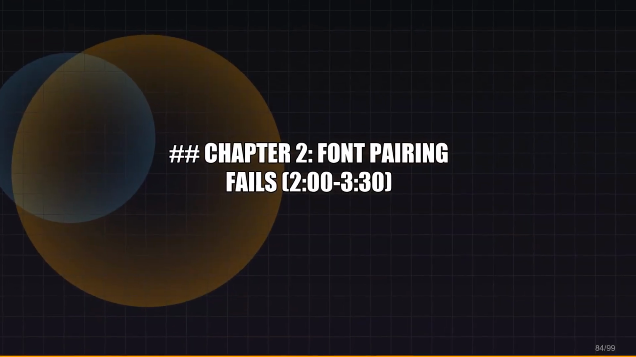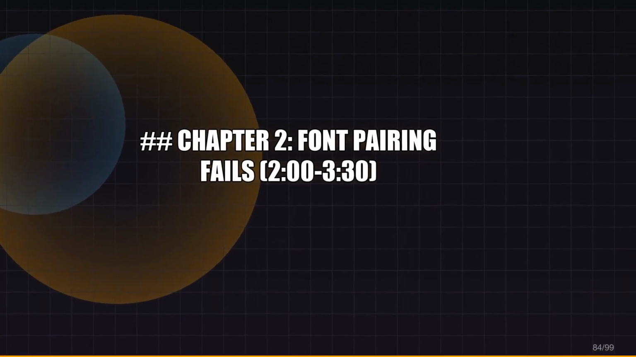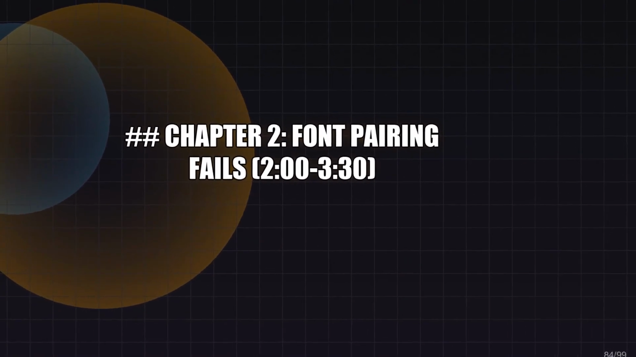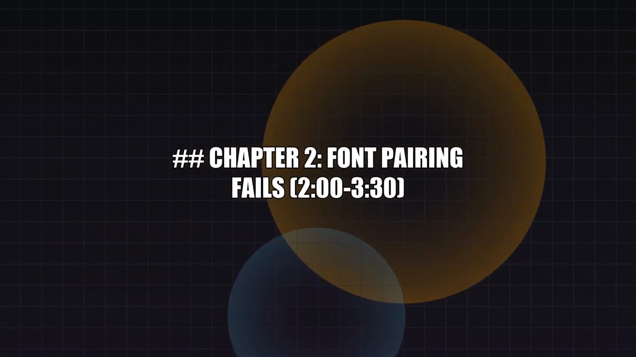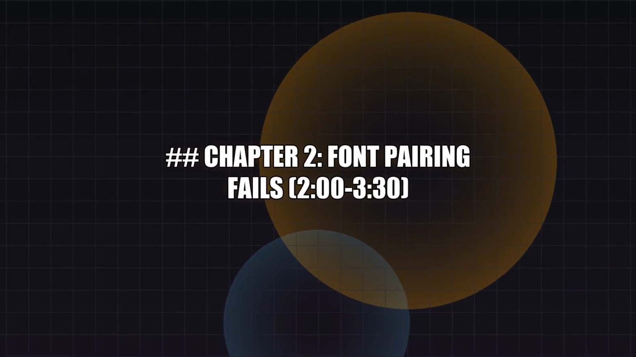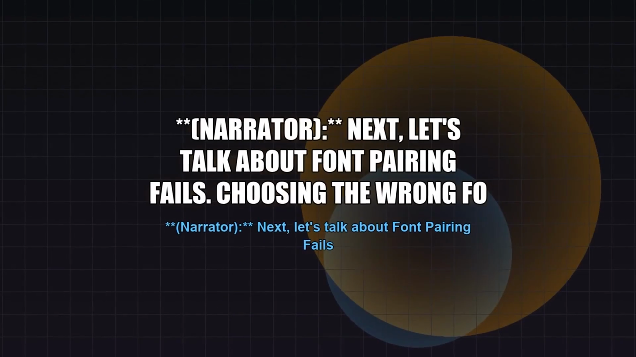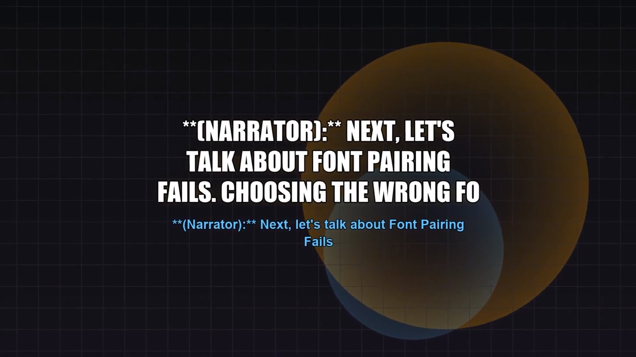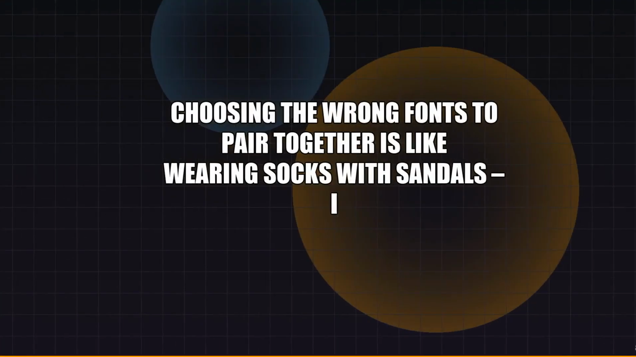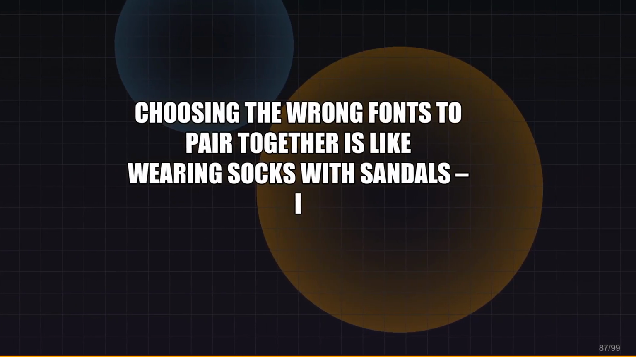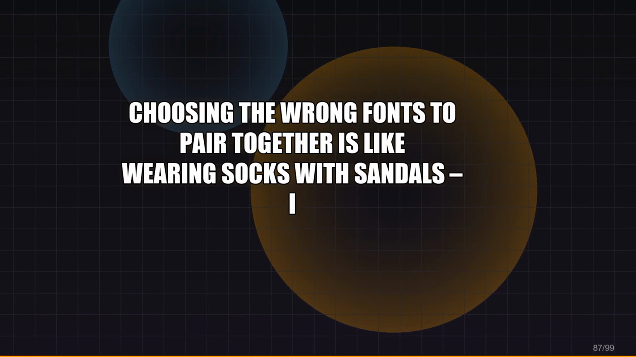Chapter 7, Neglecting Responsiveness. In today's multi-device world, neglecting responsiveness is a major design flaw. Your typography needs to look good not just on a desktop computer, but also on tablets and smartphones. Visuals show examples of text that looks great on a desktop screen, but is unreadable on a mobile device because it's too small. Use relative units like ems or rems for font sizes instead of fixed units like pixels.